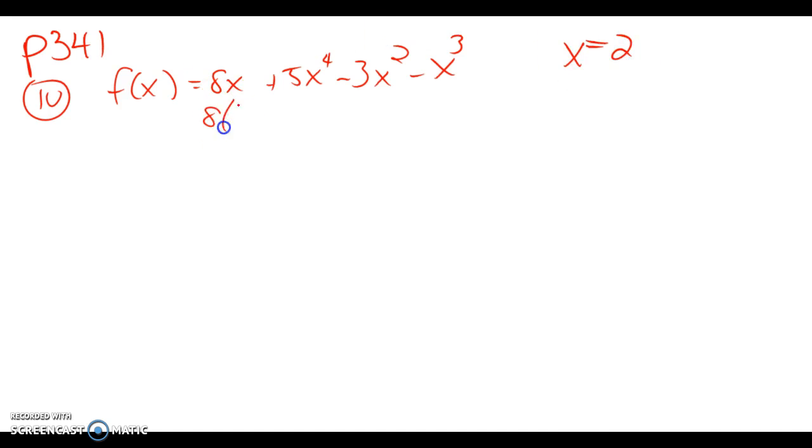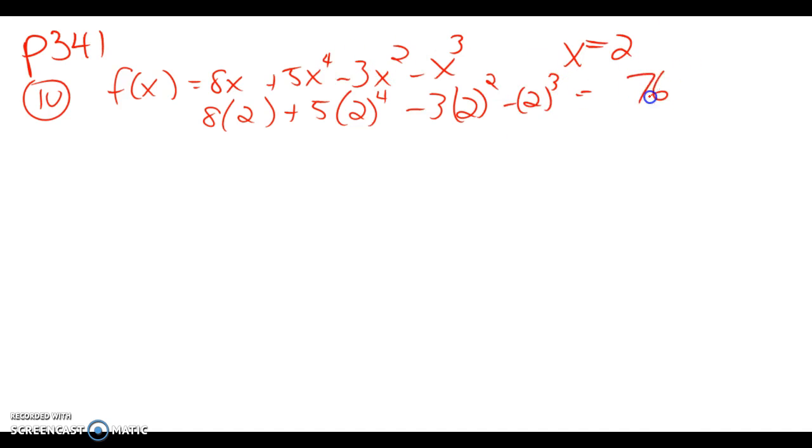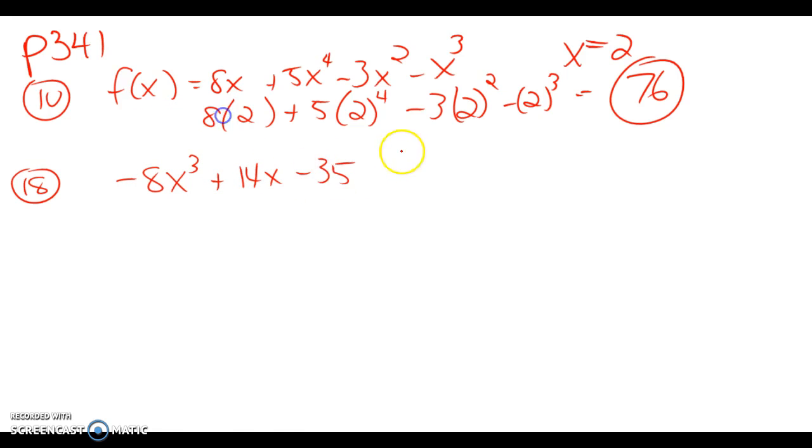So we just come and plug right in anywhere there's an x. And it turns out that'll be 76. Just crank through that. 18 has us doing synthetic substitution. We're going to evaluate this where x equals 4.